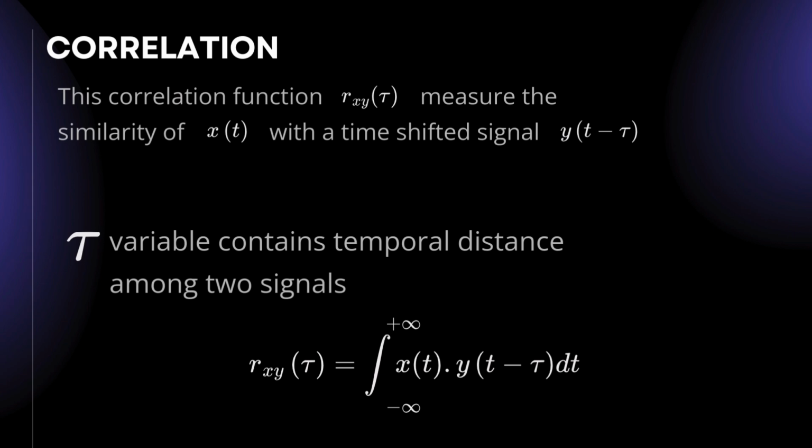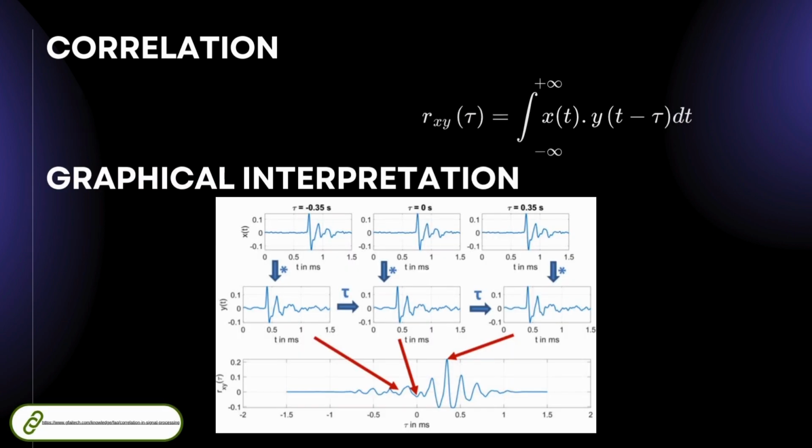To make it clearer, let's look at a graphical representation. Here we have a signal x of t observed at time t equal to minus 0.35, t equal to 0, and t equal to 0.35. We also have y of t, which is a time shifted version of x of t. By calculating r of xy tau, we get a new correlation signal that describes the similarity between x of t and y of t minus tau at every time step.